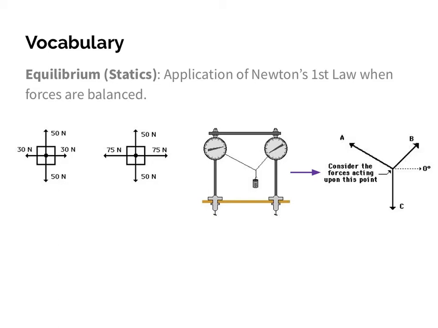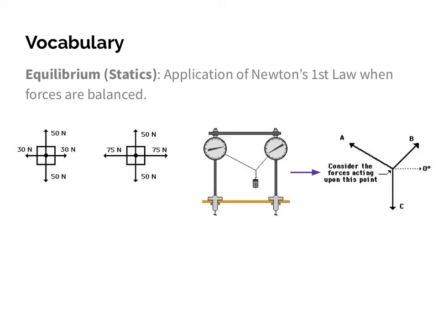So the very first thing is we're going to apply this idea of two-dimensional forces to the things that we already know. So applying Newton's first law when things are balanced, there's a branch of physics called statics, which is going to focus on when objects are in a state of what's called equilibrium. Equilibrium just means a state of balance, where everything is going to be equal and opposite.